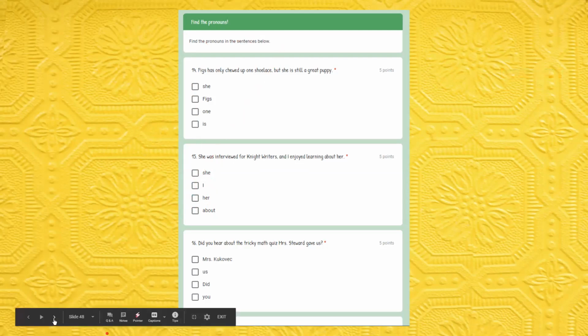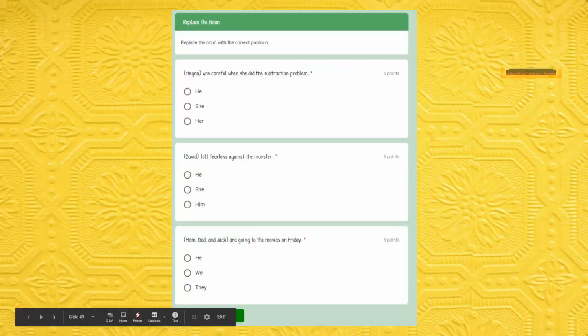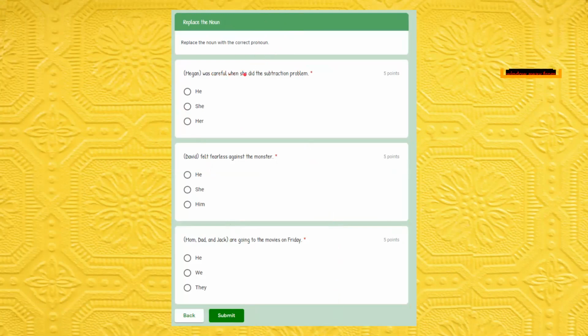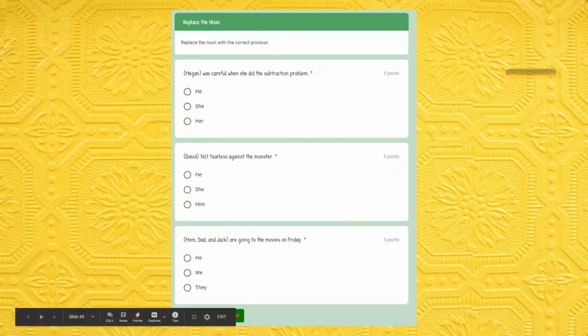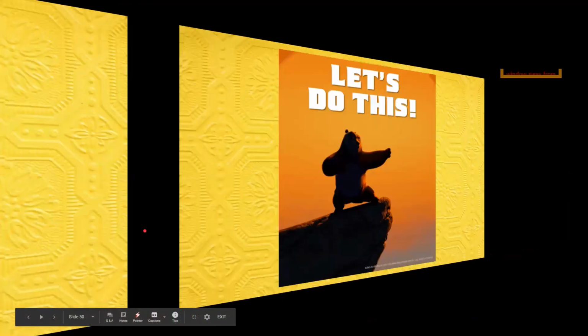All right. When you get done with that, finish these questions. It says replace the nouns with the correct pronoun. Megan was careful when she did the subtraction problem. So you're just going to take this noun out and put the right pronoun in. Megan, what pronoun would go with Megan? Well, she was careful when she did the subtraction problem. So that's how you complete those. When you're done, then you press submit. And you're all done, guys.